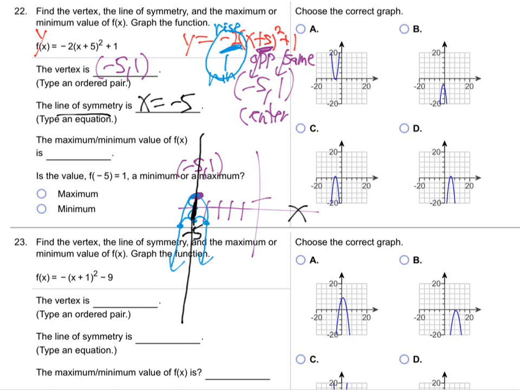This is at negative 5, isn't it? Negative 1, negative 2, negative 3, negative 4, negative 5. It hits the x-axis at negative 5, so it's x equals negative 5.